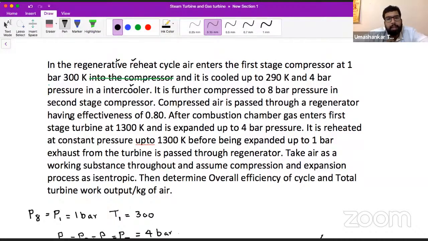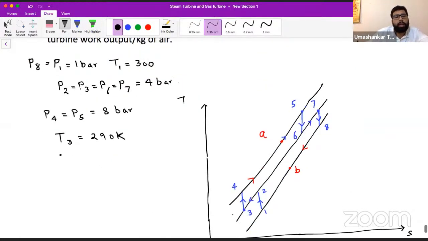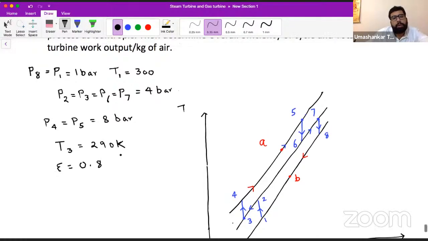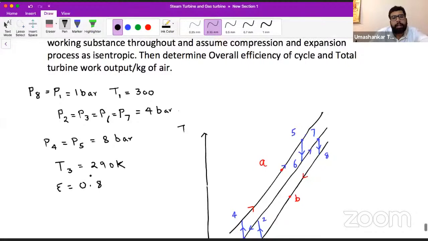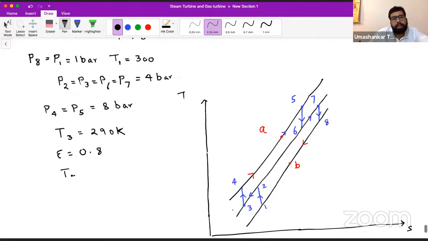So we have taken this data. Compressed air is passed through a regenerator with effectiveness of 0.8. So the effectiveness of the regenerator is given to us as 0.8. What else is given to us? After the combustion chamber, gas enters the first stage turbine at 1300 Kelvin. So we have T5 with us. T5 is 1300 Kelvin.